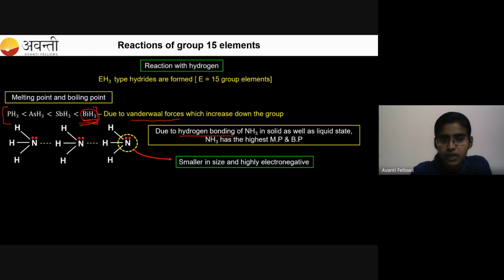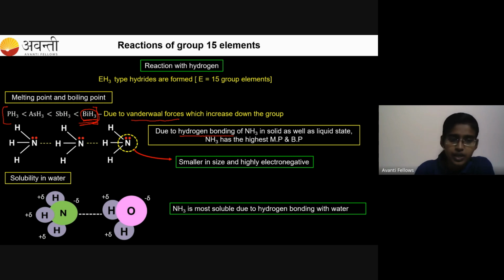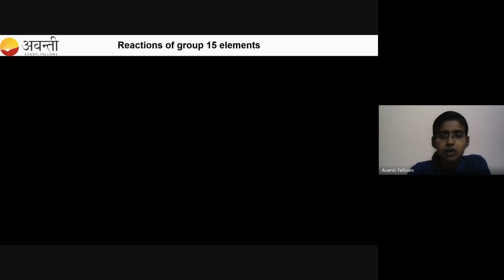The next property is solubility. NH3 is the most soluble due to hydrogen bonding in water. NH3 can easily form hydrogen bonds with the water molecule, so it gets dissolved more easily, within a very few seconds or minutes. Whereas the other hydrides cannot dissolve so easily. So this is about the reaction of group 15 with hydrogen. How many reactions are there in total? Four. Reaction with the metal and reaction with hydrogen are over.